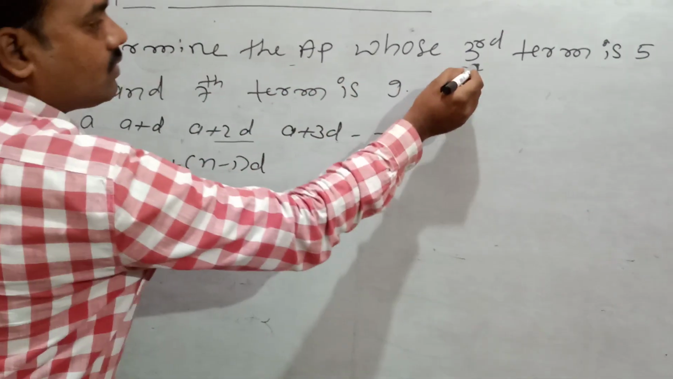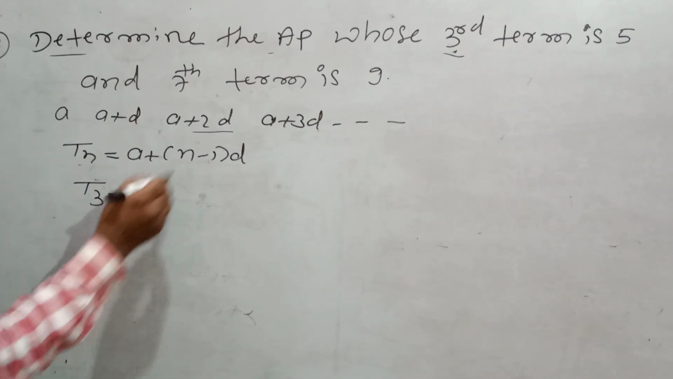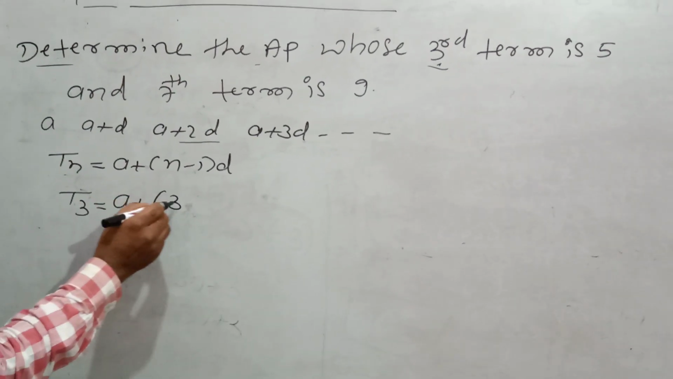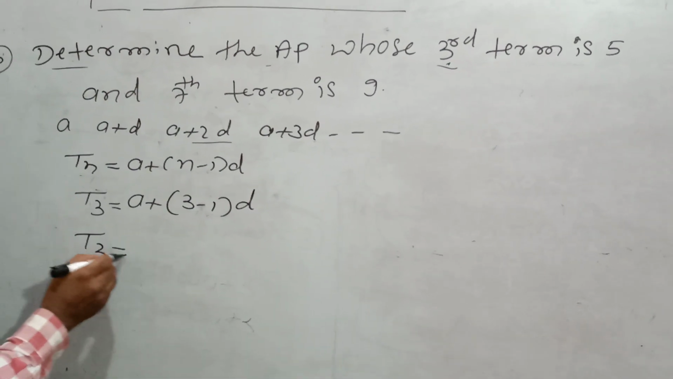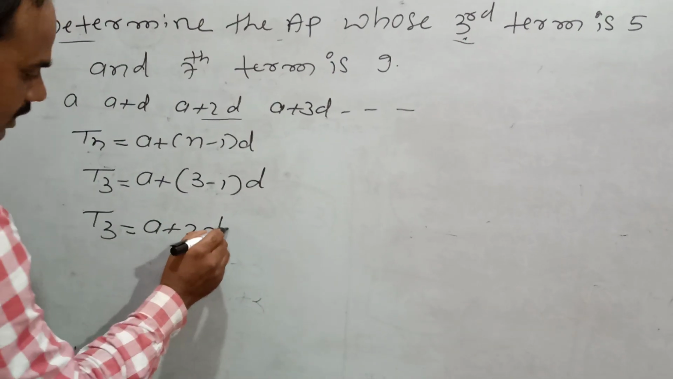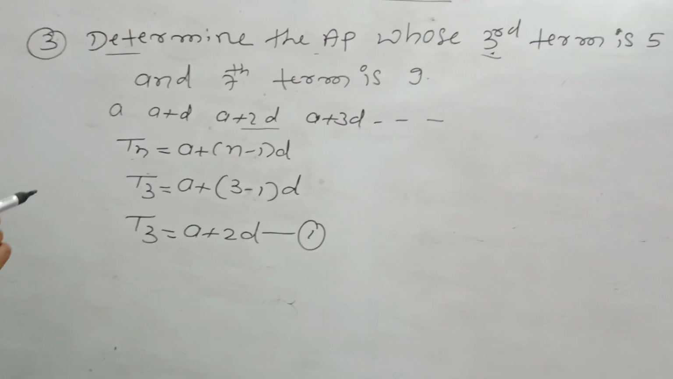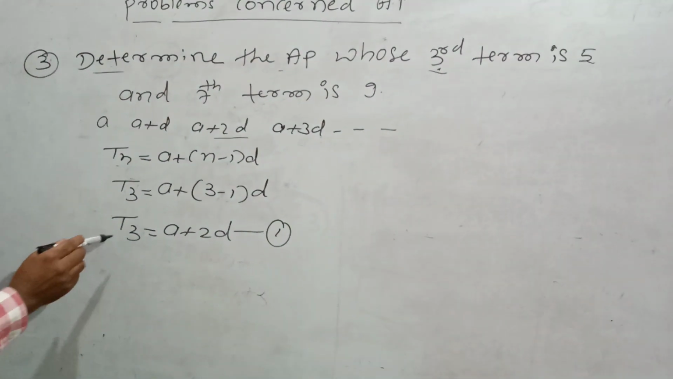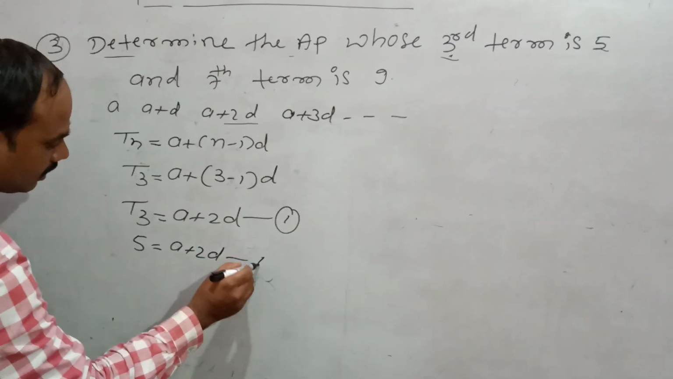Tn, this is which term? Third term. T3 equal to a plus, we don't know the a value, it is not given, plus (n minus 1), but you know the n value, 3 minus 1, and the d value we also don't know. T3 equal to a plus (3 minus 1) d, that is 2d. This is taken as equation number 1. The third term is given as 5. Therefore T3 means 5 equal to a plus 2d. This is equation 1.